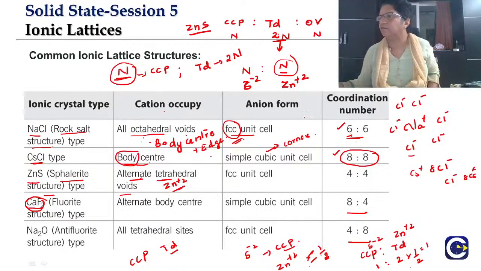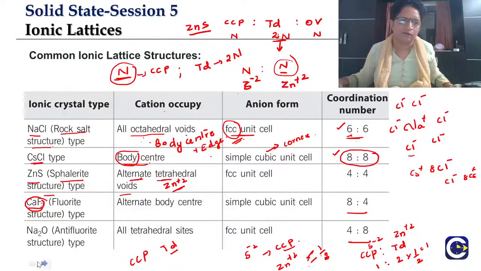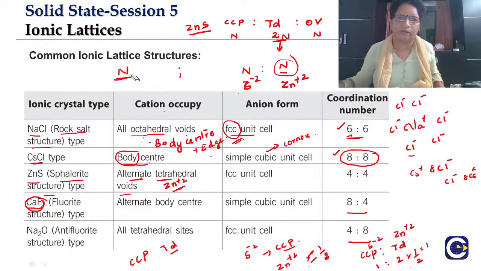Got it, ma? So it will be in the ratio of 1:1. If all the tetrahedral voids are occupied, in the example that we are going to do next, you will understand what the formula should be. Let me keep this here and then take up the next one.